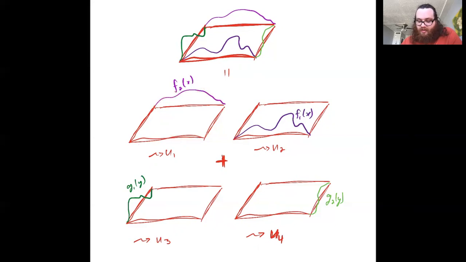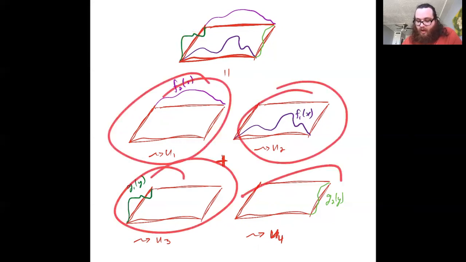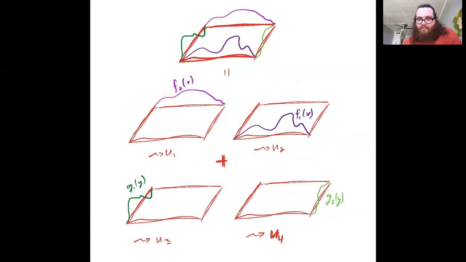But the idea here is that we're going to break up solving the thing that we really care about into solving these 4 smaller problems, with 3 out of the 4 boundary values equal to 0. And then we're going to sum up the solutions. Okay.